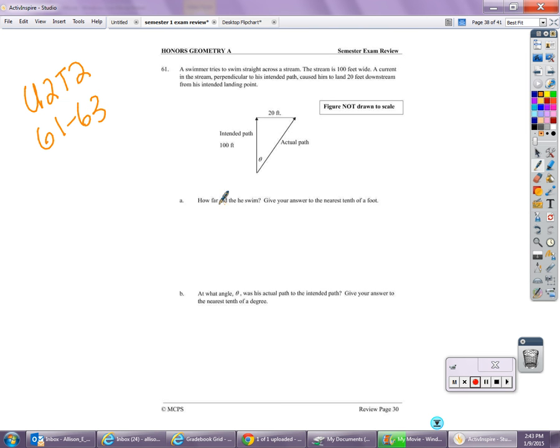So here we go. How far did he swim? He wanted to go this way. There was a wave, and so he actually went this way. So I'm going to put an X there. This is a right triangle. So 120 with the X.